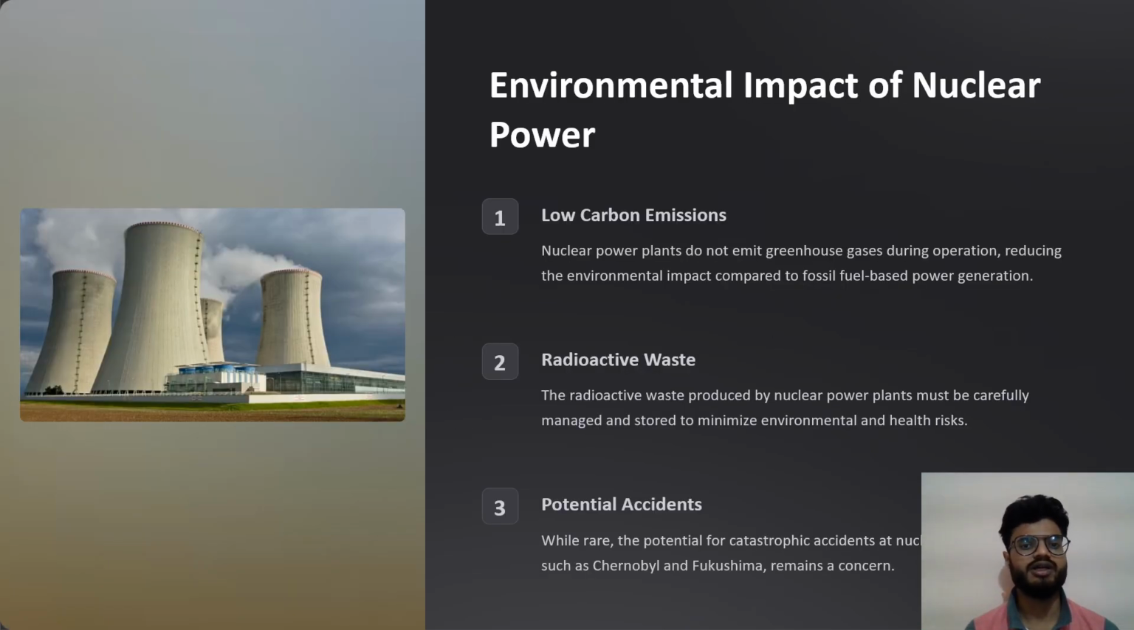So here are the environmental effects of nuclear power plants. There is low carbon emission. Nuclear power plants do not emit greenhouse gases during operation, reducing the environmental impact compared to fossil fuel-based power generation. And the radioactive waste produced by these nuclear power plants must be carefully managed to minimize the health risks and potential accidents. As we all know, in the past decades there were some catastrophic accidents like Chernobyl and Fukushima. So we have to take care of this.